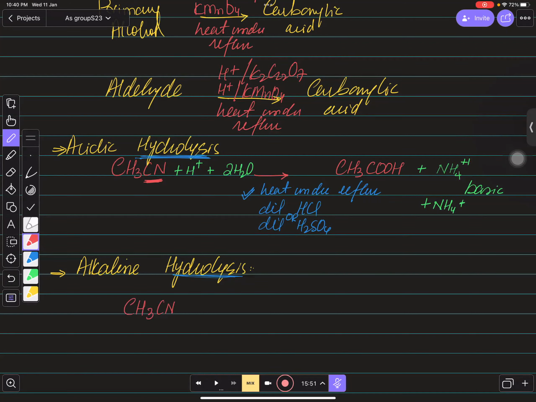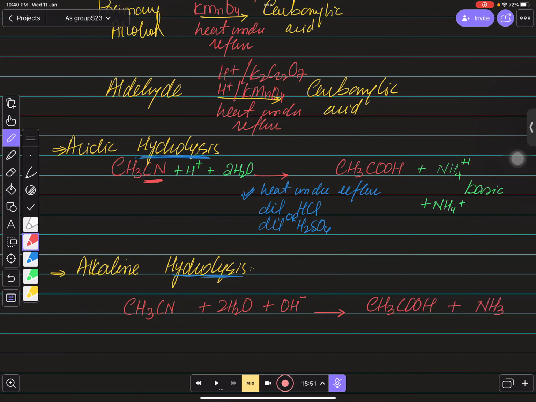And in this, you are adding aqueous sodium hydroxide, or you are adding aqueous potassium hydroxide, any one of them, any alkali solution. It is dilute, so you are adding it in the presence of water, because hydrolysis is the breakdown of a compound in the presence of water, and we are providing alkaline conditions, so OH over there, right? So when you add these two things, definitely it will produce what? Carboxylic acid and ammonia gas, right?